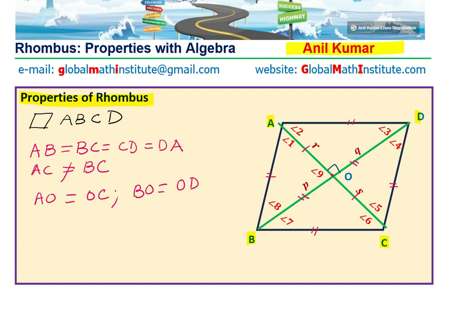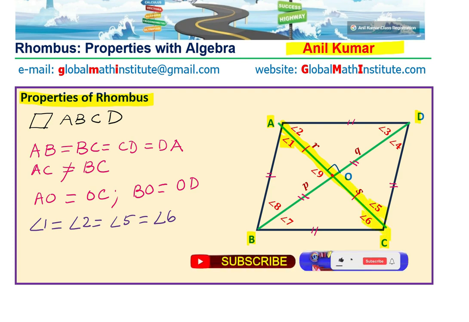Now, let's look into the angles. Let's begin with angle 1. Now, angle 1 is equal to which other angles? Can you tell me that? Well, angle 1 is equal to angle 2 is also equal to angle 5 and angle 6. So, in rhombus, the diagonal actually bisects the angles at two ends, and the angles at the opposite corners of a diagonal are always equal.